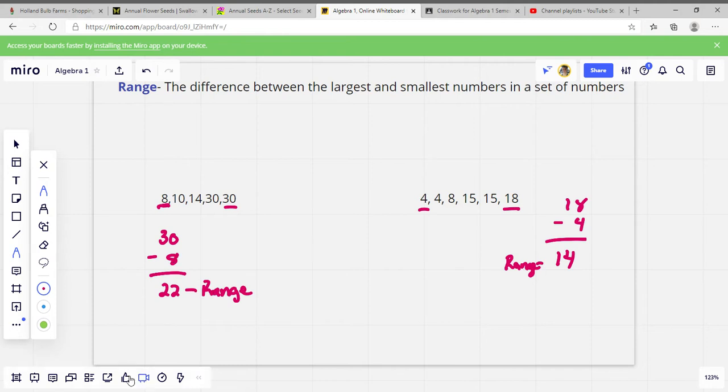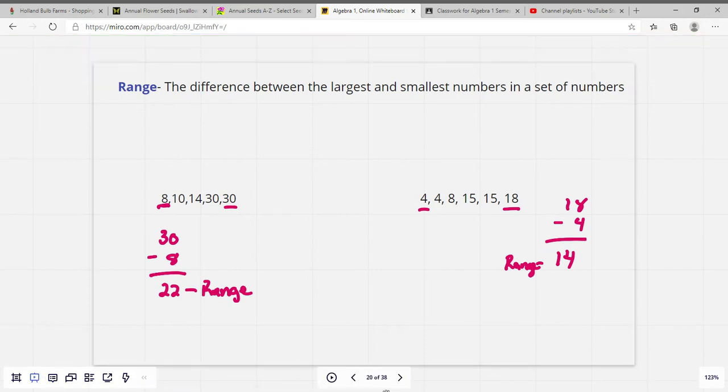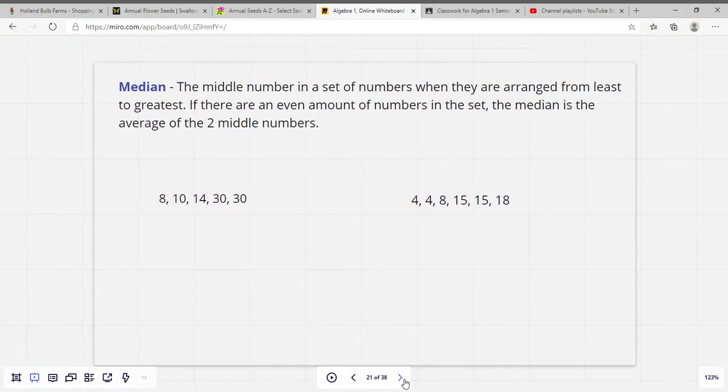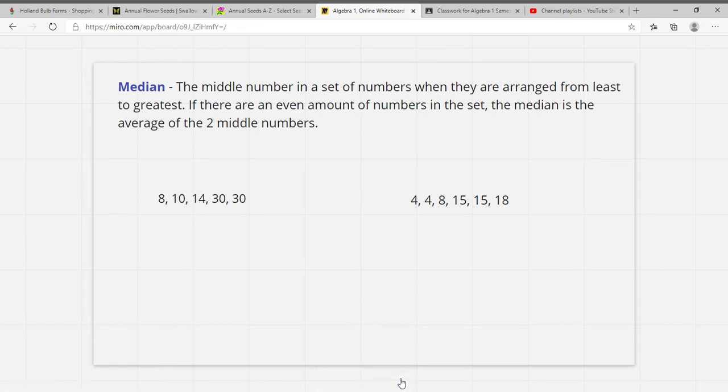All right, the next word we're going to learn is median. Median just means the middle number. So in a set of numbers, when they are arranged from least to greatest, if there is an even amount of numbers in the set, the median is the average of the two middles. So we're going to go with the middle number, and if there's an even amount, we're going to end up with two middle numbers.